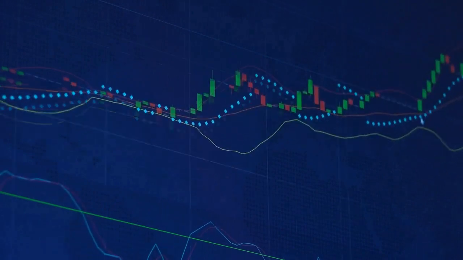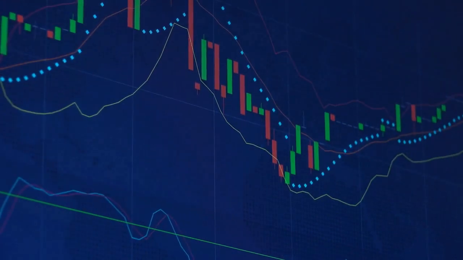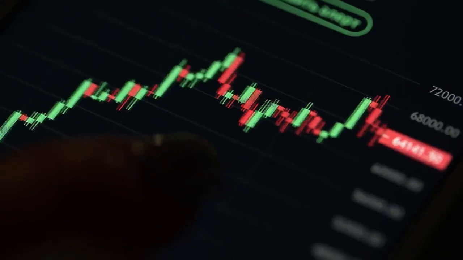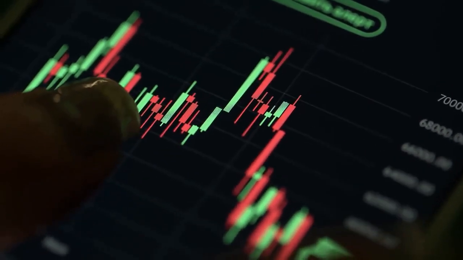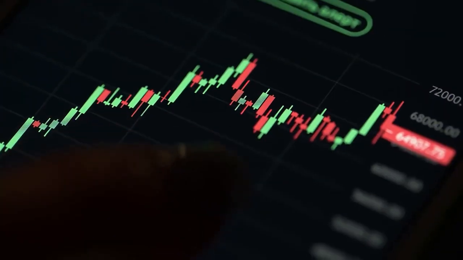In conclusion, Bollinger Bands are a useful tool in cryptocurrency analysis, providing traders with a visual representation of an asset's volatility and potential trading opportunities. By using Bollinger Bands in conjunction with other technical analysis tools and fundamental analysis, traders can improve the chances of making profitable trades in the cryptocurrency market.